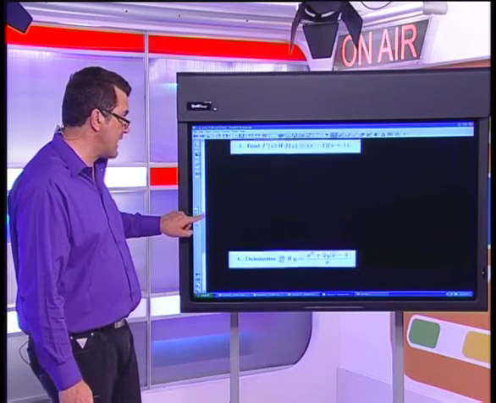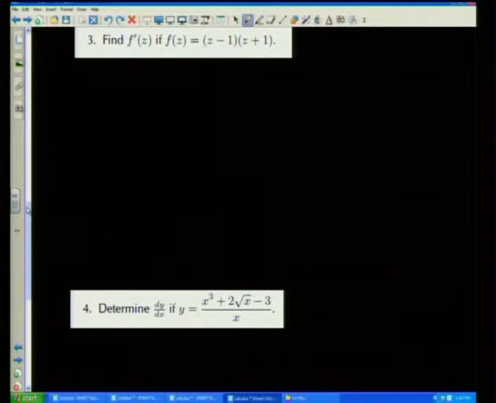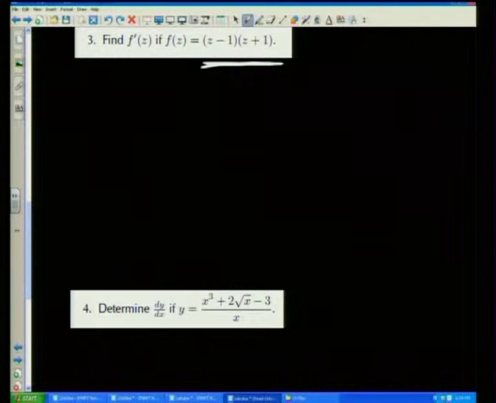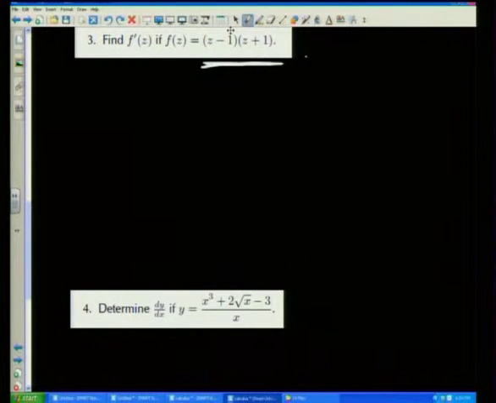Remember to write it as a power. Okay, let's look at number 3. Number 3 has got something different happening. Look at that. We have a product: z minus 1 times z plus 1. Now we all know. Okay?